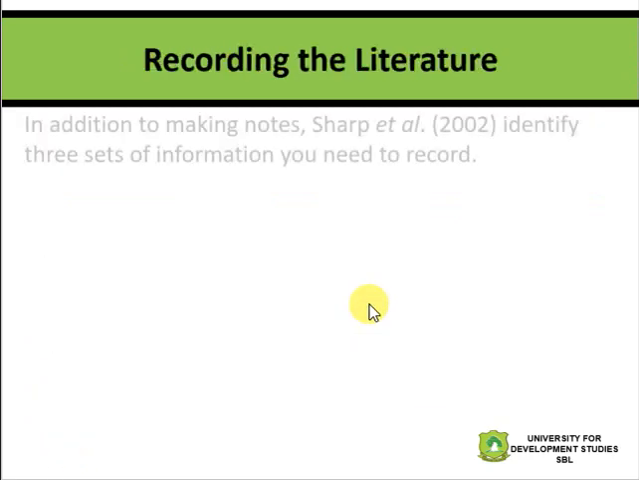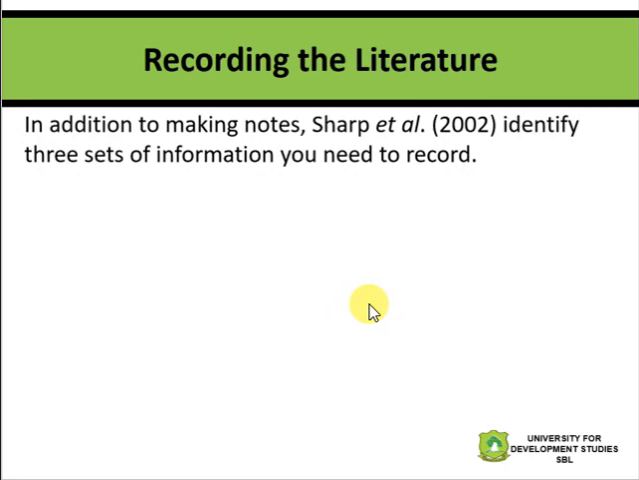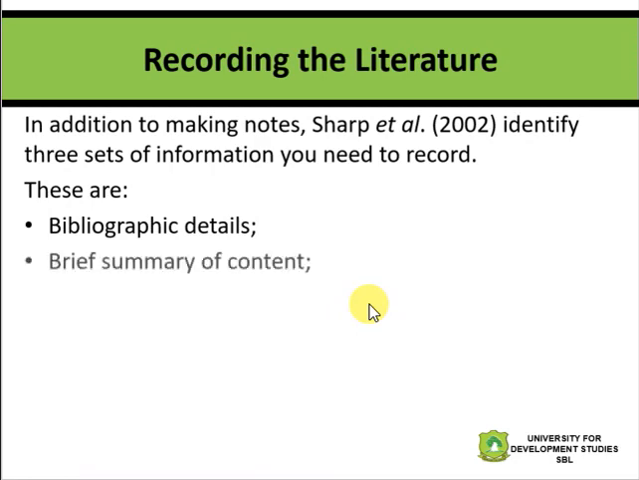Okay, so now the other critical component is how do I record my literature? In addition to making notes, Sharp et al. identified that there are three sets of information one needs to record as part of the literature review process. The first one is the bibliographic details. The other one is a brief summary of the content, and the other will be other supplementary information. We'll look at how we can record that.